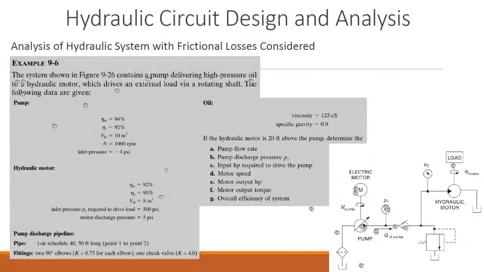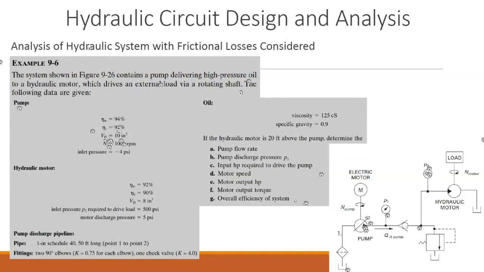The data for the pump: the mechanical efficiency of the pump is given, the volumetric efficiency of the pump is given, and the volumetric displacement of the pump is given. Again, it is 10 inch cube per revolution. But don't worry. By the way, all these numbers which are in English units have been converted into SI units. I have converted all those, and in the solution on the next slide, you will see all the values and all the parameters are in SI units. Don't worry about that.